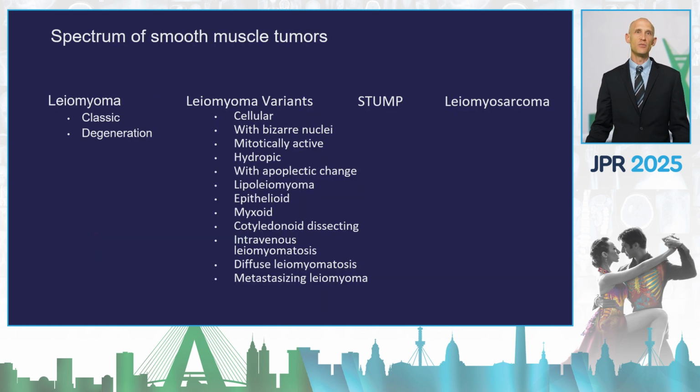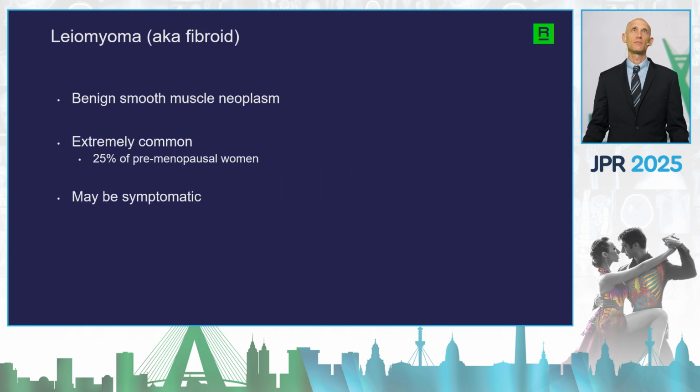So here is the spectrum of smooth muscle tumors that you may encounter within the myometrium. They range from a benign leiomyoma, which may be classic in appearance or show different types of degeneration. Then we have a long list of leiomyoma variants that you may encounter. And then at the malignant end of the spectrum, you have leiomyosarcoma. Now, between the leiomyoma and the leiomyosarcoma, there's an uncommonly diagnosed tumor of uncertain malignant potential called a STUMP tumor. So let's start at the benign end of the spectrum with leiomyoma, otherwise known as fibroids.